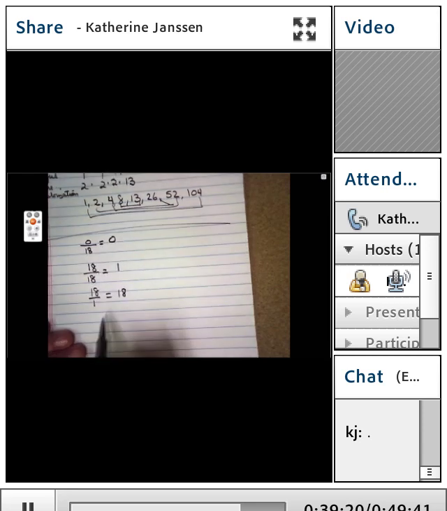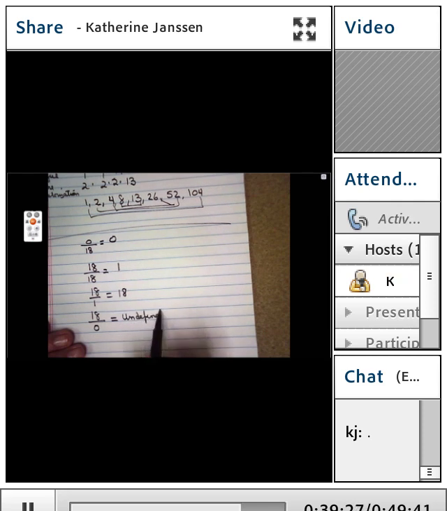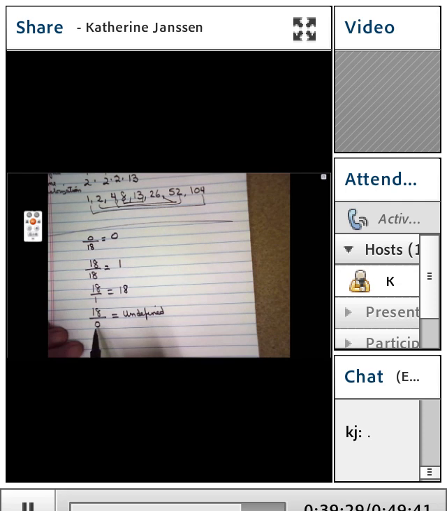And 18 over 0 is undefined. We cannot divide by 0. Division by 0 is undefined. So they're just pointing out that we have to be careful. There are those special cases with 0 and other names for 1 when we're working with fractional form.